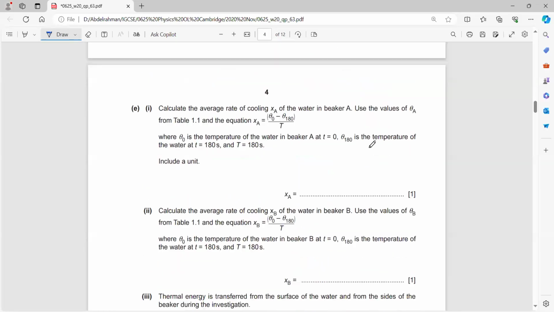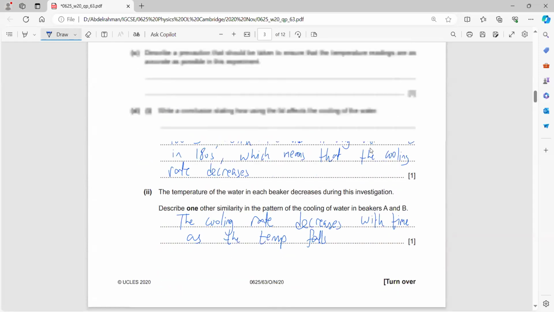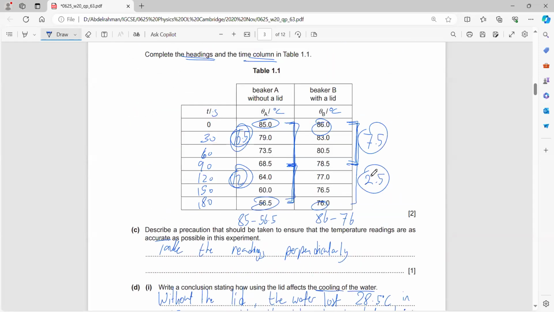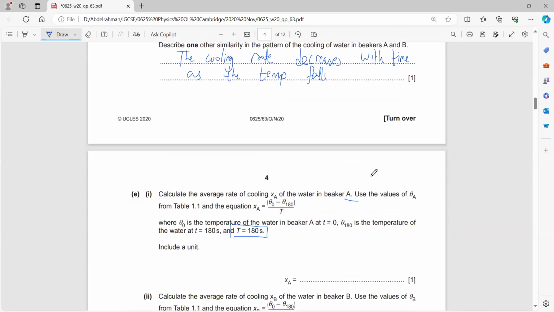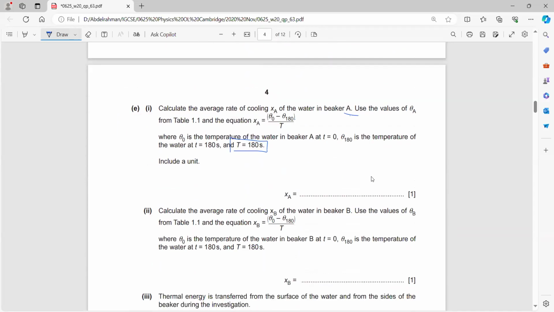Calculate the average rate of cooling XA in beaker A, where T is 180 seconds. I need to find theta 0 minus theta 180 over T, which is very simple. In beaker A, 85 minus 56.5 divided by 180. Theta 0 is the initial temperature. Theta 180 is the final temperature, divided by T.